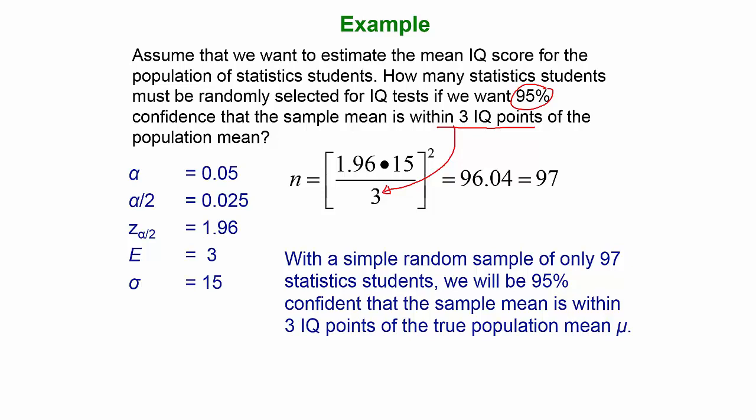We're not converting it at all. And we are also told that the standard deviation is 15 points for the IQ test. So the sample size n is equal to 1.96 times 15 divided by 3, and we're going to square that result. So we get 96.04 when we type that in the calculator, and then we're going to round that to 97.